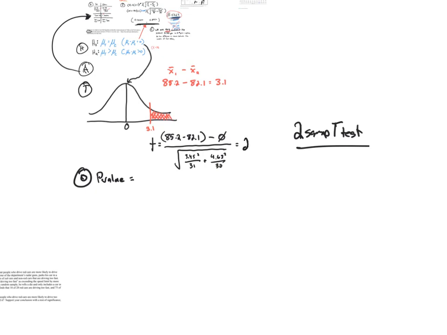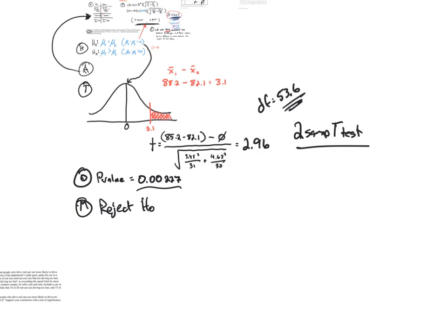I get a 2.96 as my t value. Degrees of freedom is still 53.6. So it's a weird degree of freedom, but let it go. The p-value is 0.00227. So what are we going to do with such a small p-value? We make a decision. We would reject the null hypothesis.